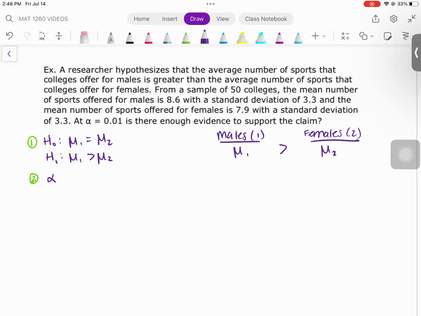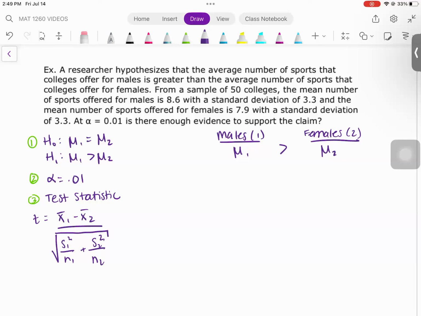Step 2, alpha equals 0.01. Step 3, we calculate our test statistic. That formula is t equals x bar 1 minus x bar 2 divided by the square root of s1 squared over n1 plus s2 squared over n2.